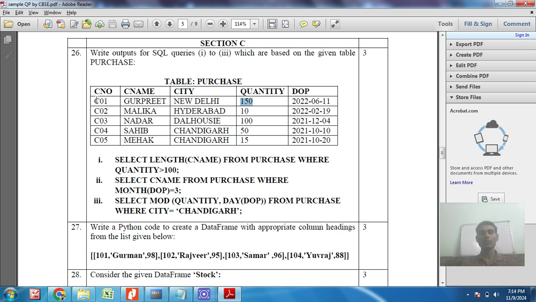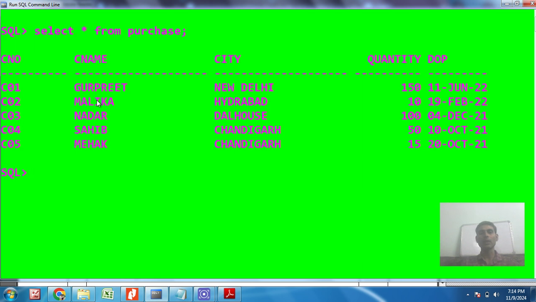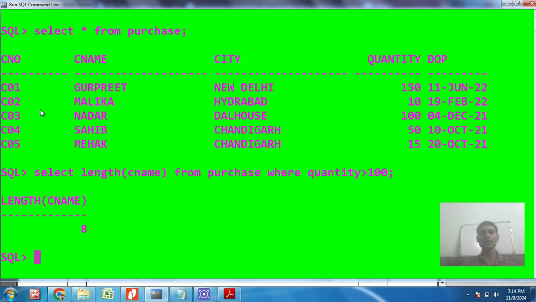So how will we write that query in database management system using SQL? Select length CNAME from purchase where quantity is greater than 100. The total length is 8: 1 2 3 4 5 6 7 8. So Gurpreet has a length of 8, character length 8.